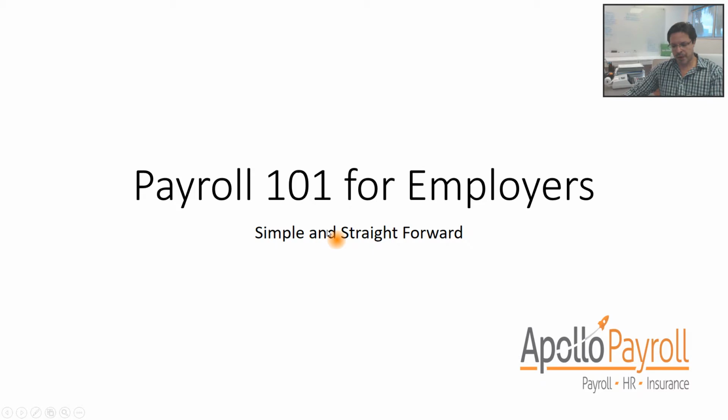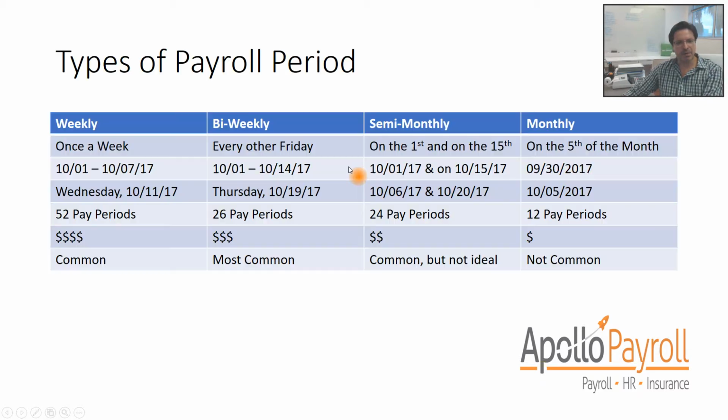So first, what I wanted to show are the types of payroll periods that we have. There are 4 types of payroll periods. We have weekly, bi-weekly, semi-monthly, and monthly. Weekly is once a week. Bi-weekly is every other Friday. Semi-monthly is usually on the 1st and on the 15th. And then monthly would be once a month, in this example on the 5th. But let's focus right now on the weekly.